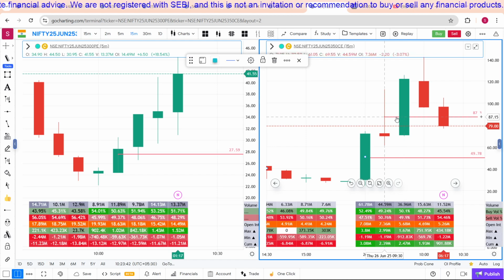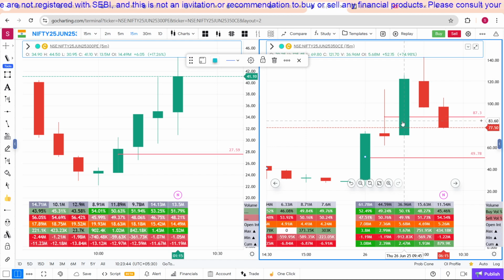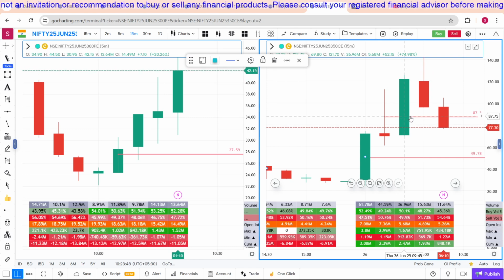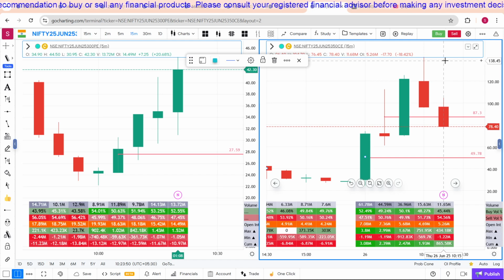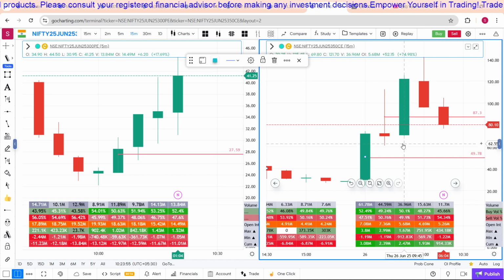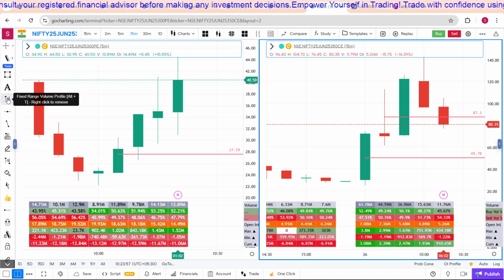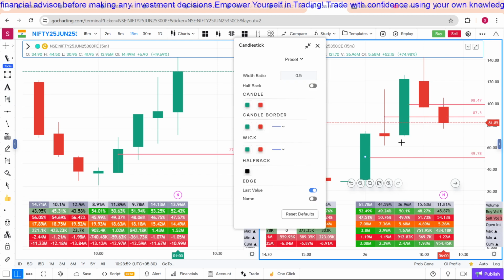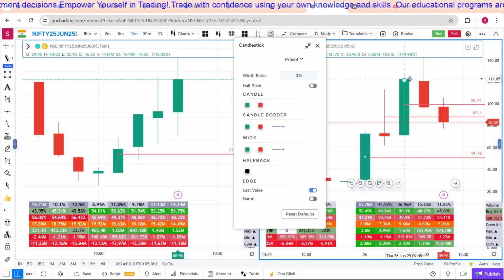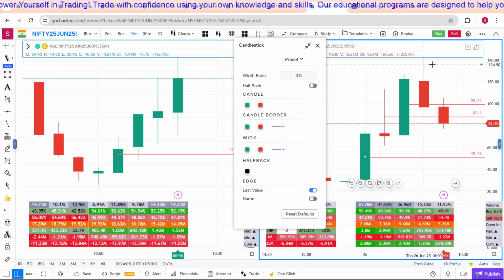Okay. This resistance here. Then after that, a huge green candle comes. We got some buying around 88 and it has gone up to 138. And draw the support of this green candle. Okay. And this support is so far holding, we can go long after it.